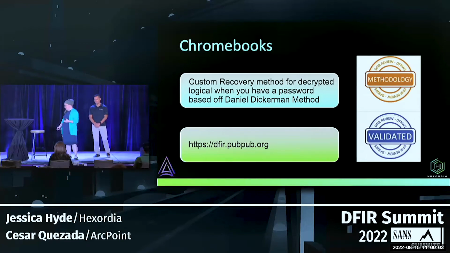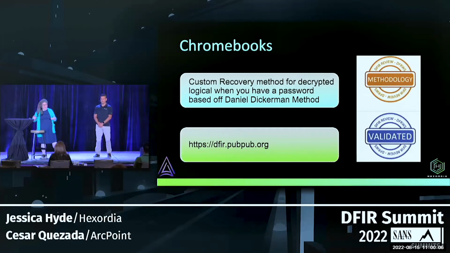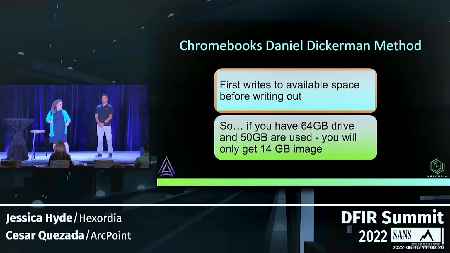Not all of these methods are going to work like you think they're going to work. So I've had the luxury of spending a lot of time digging into Chromebooks over the last several years. And Daniel Dickerman came out with this incredible method of acquiring Chromebooks that's based on a custom recovery. It's great, peer-reviewed work. I've used this method multiple times. Fantastic, except when you're doing this method, the Chromebook writes out the data to what's left on the drive before writing it out to your external media that you're copying to. So if, let's say, you have a 64 gig hard drive on your Chromebook.